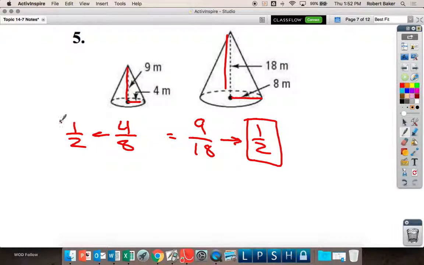What do you call these things in the box? That's your scale factor. Right? The baby cone is half as big as the daddy cone, or the daddy cone's 2 times as big as the baby cone. That's your scale factor. And are the scale factors the same? Yes. So those two shapes are similar. Now what about this one?